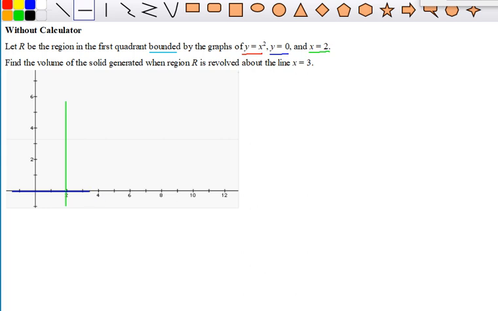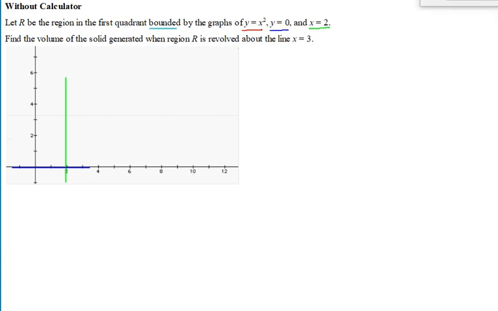Now let's go ahead and label these two. So here's x equals 2. There's y equals 0. And then we've got our parabola here. Sometimes without a calculator you can set them equal to each other. You can set the ones that are y equal to each other, so x squared equals 0. You can see that would just give you 0 as the point of intersection.